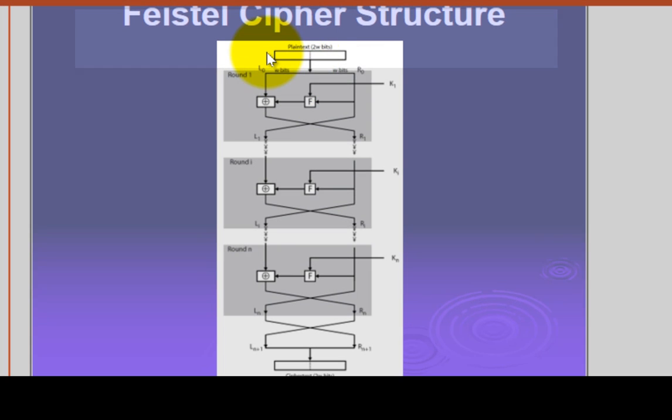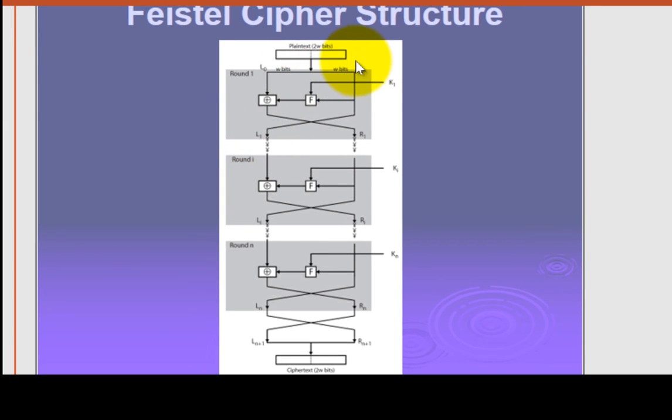In this, the plaintext, which is one block, is divided into two halves. For example, consider it is 2W bits, so it is W bits and W bits. This is the left half, that is L0. This is R0, the right half. The right half is directly swapped to the left half for the next round. That is, R0 is swapped to L1 directly without any modification. The input is directly swapped by the process of permutation.